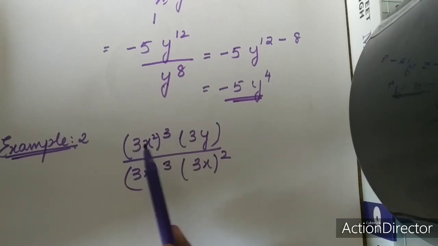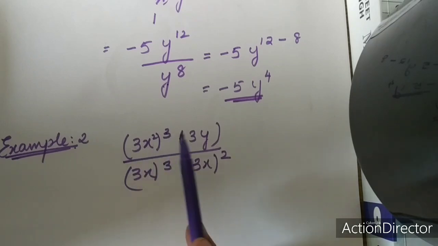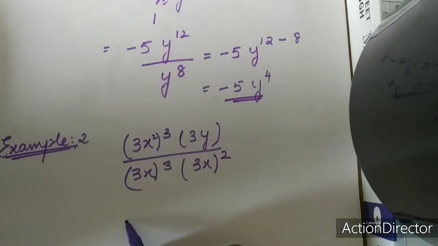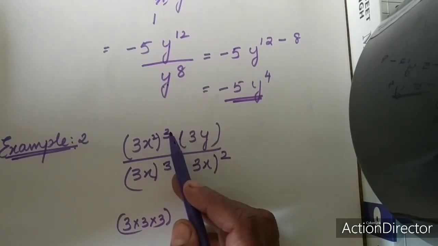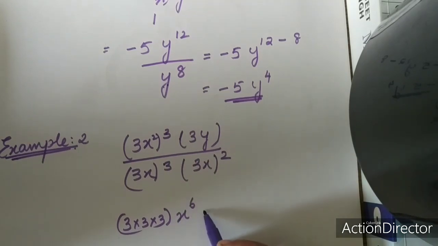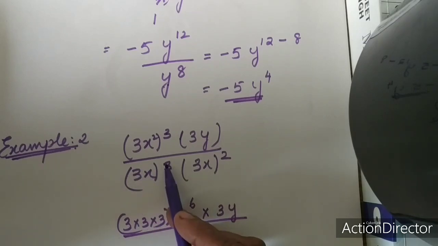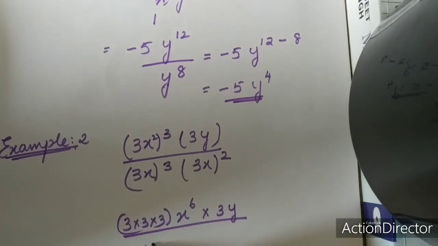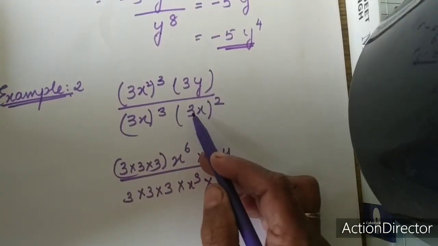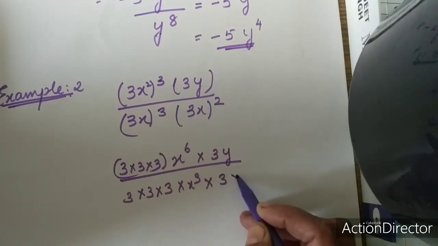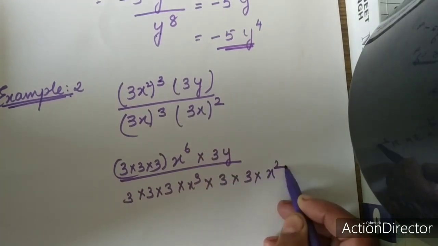First let us take the power 3 to this number. 3 cube is written as 3 into 3 into 3. And this x square whole cube is written as x power 6. Into 3y upon, again 3 cube is written as 3 into 3 into 3. And again x is written as x cube. Here 3 square, so 3 into 3 into x square.